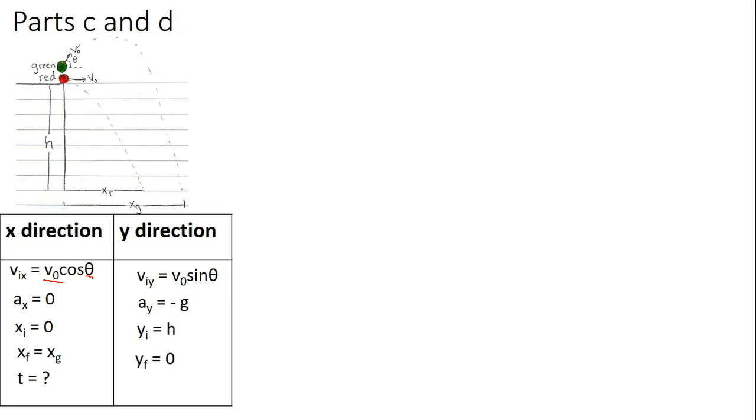So what I can see right now is that I can use the second kinematic to get the time in the y direction. And then I can apply that time to the x direction. Like I said, it's going to look a little bit more complicated because there's more stuff when it's a projectile launched at an angle.